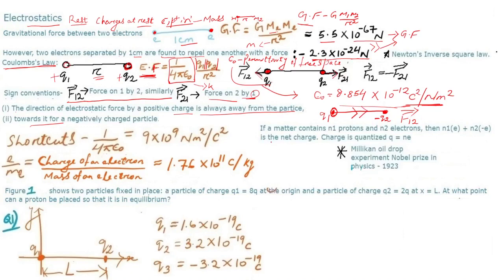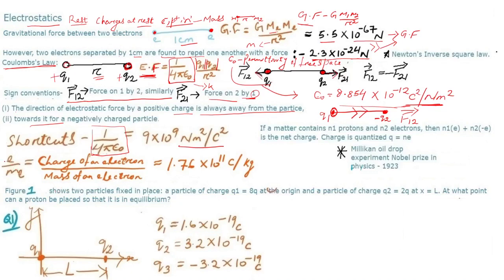Okay, so there are some shortcuts which we need to use while solving problems. Frequently we'll come across this quantity while solving problems on electrostatics. So the value of 1 by 4 pi epsilon 0 is 9 into 10 to the power 9 Newton meter square per Coulomb square. Okay, so what is the value of e by m?